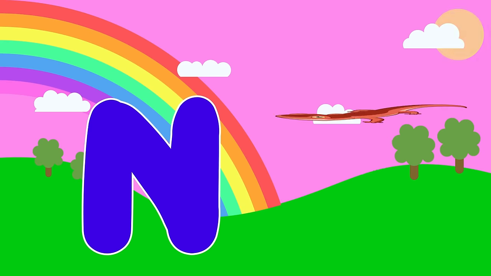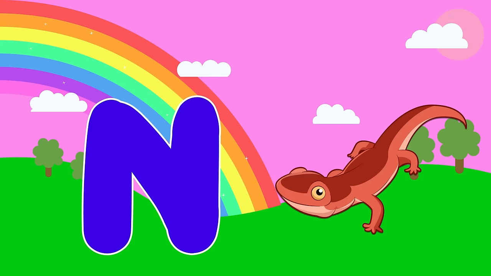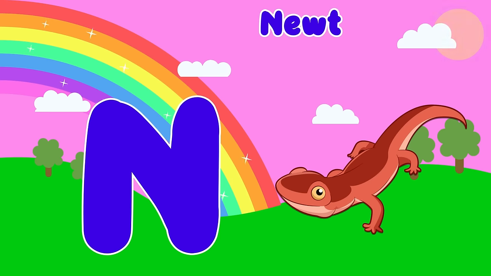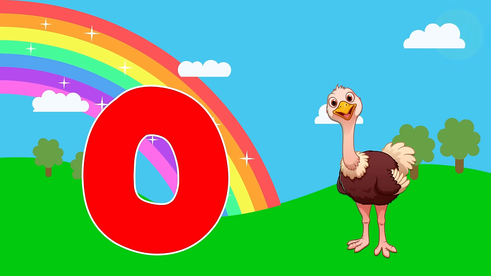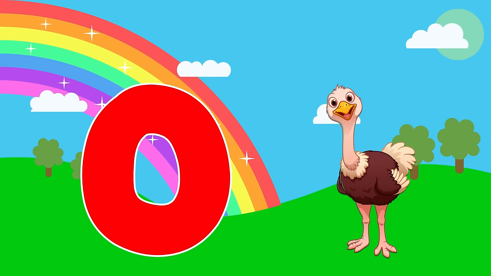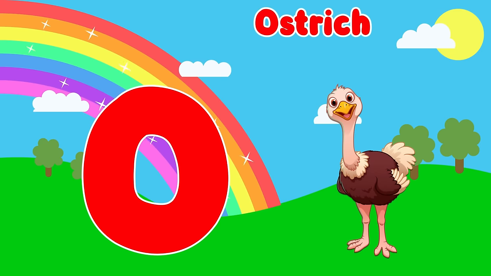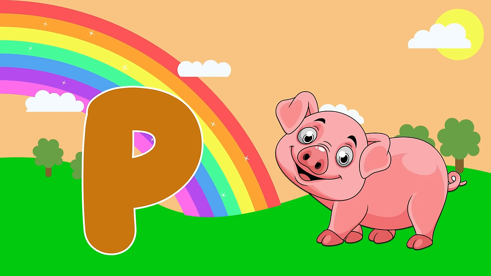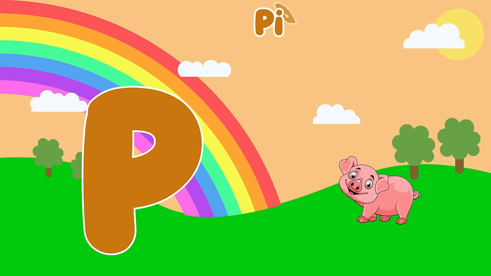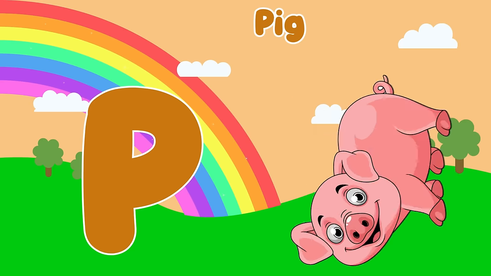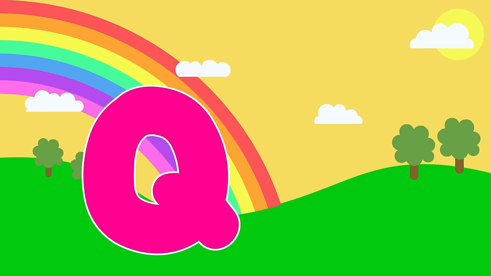N, n, newt. N, newt. O is for ostrich. O, o, ostrich. O, ostrich. P is for pig. P, p, pig. P, pig. Q is for quail.